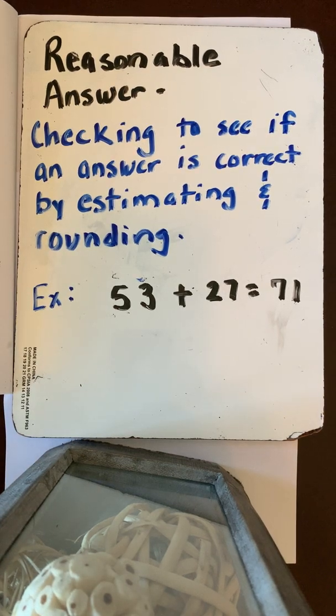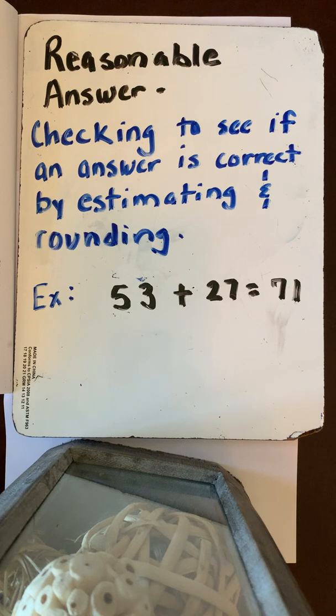Hi, third grade. We're going to continue in chapter 4, 4-6. And today we're going to work on reasonable answers. You wonder what a reasonable answer means. Reasonable answers are checking to see if an answer is correct by estimating or rounding, meaning once you figure out a problem, you can go back and do estimates on the add-ins or on anything that you're doing.